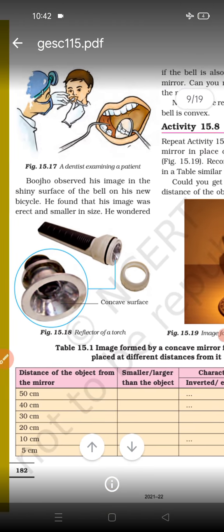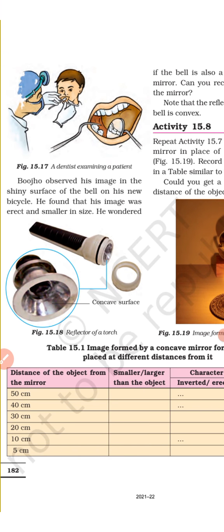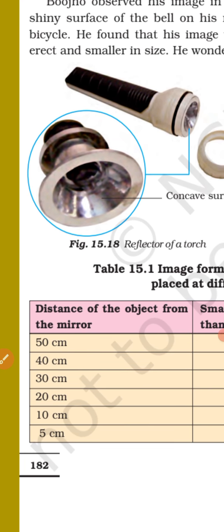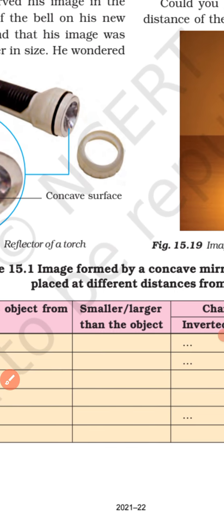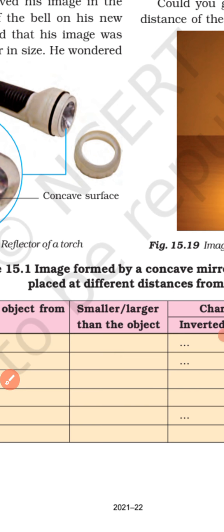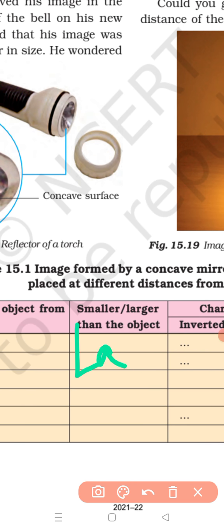Table 15.1: image formed by a concave mirror for an object placed at different distances from it. In the first case, the distance of the object, that is the candle, from the mirror was 50 centimeter, right? Was the size of the image smaller or larger than the object? It was larger. For 50 centimeter, the size of the image was larger than the object.